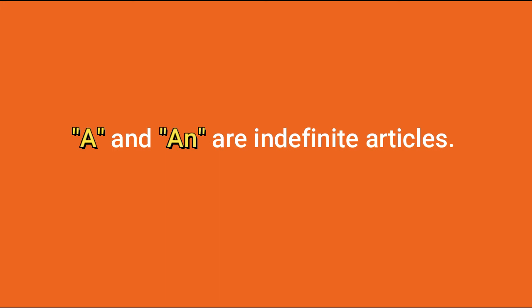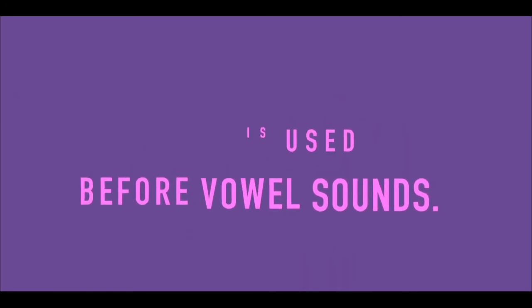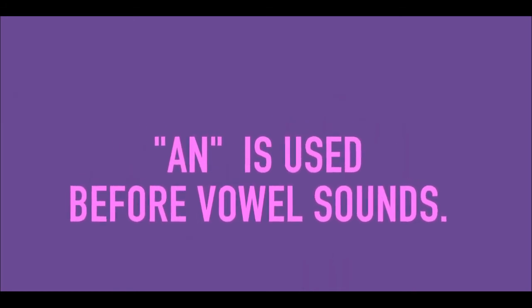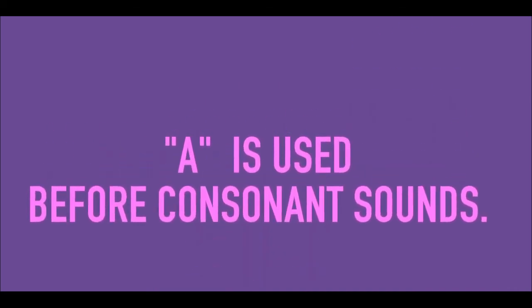A and an are indefinite articles. They describe someone or something that you have not previously mentioned before. An is used before vowels. An apple. A is used before consonant sounds. A cat.